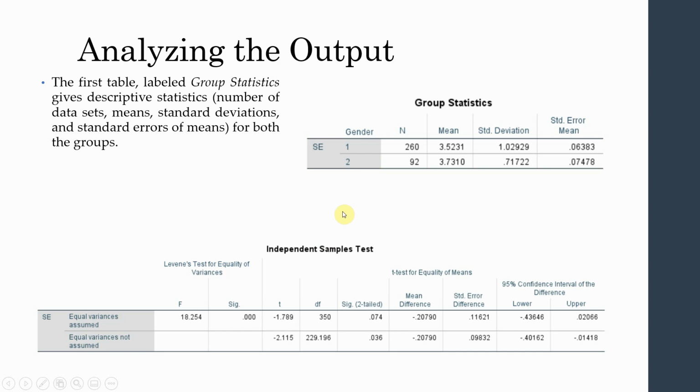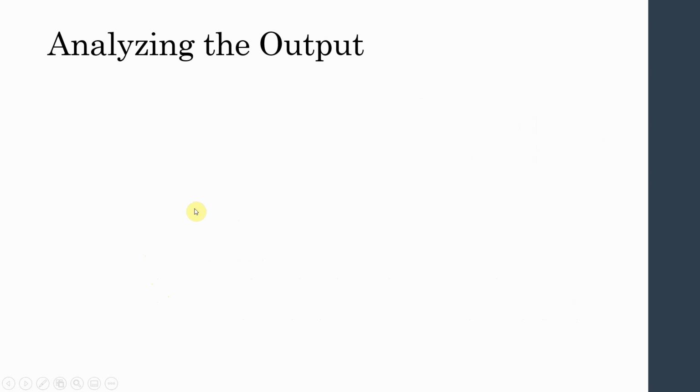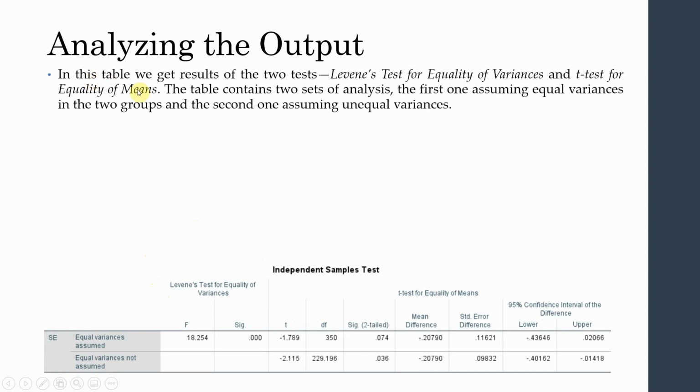What we are interested in is checking the significance of difference. So where is the significance of difference? It's in this table, the independent samples t-test. Now this is actually where you test your hypothesis. Now how do we test our hypothesis and what's the interpretation of this particular table? In this table we get the results of the two tests, Levene's test for equality of variance and t-test for equality of means. Here we are getting two different tests.